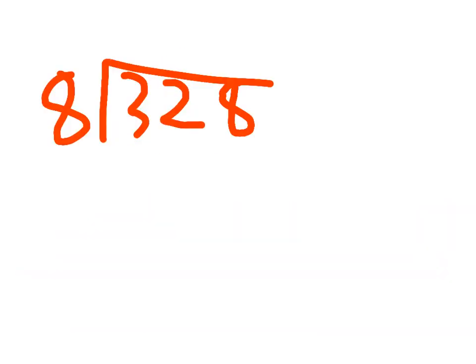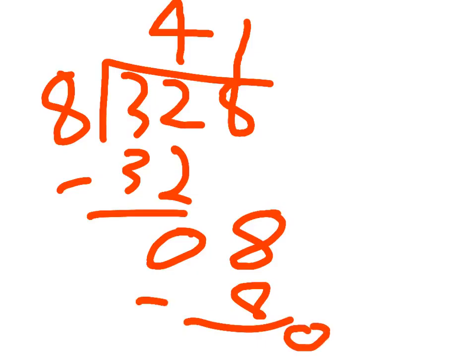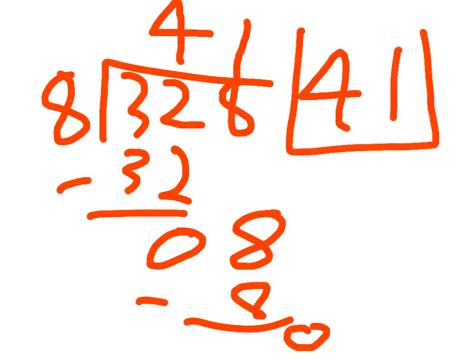So now for the standard algorithm, we would see how many of these go into this. But over here, this number is bigger than this. So we have to move on to both of these numbers. So we know that 8 goes into 32 4 times. So then we multiply 8 by 4 and we get 32. We subtract, we get 0, and then we bring down 8. Then 8 goes into 8 one time, so subtract and 0, your answer is 41. 328 divided by 8 equals 41.